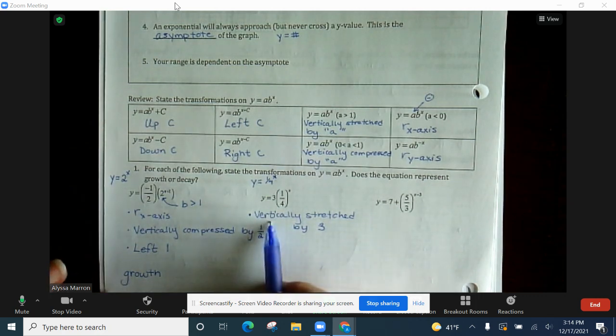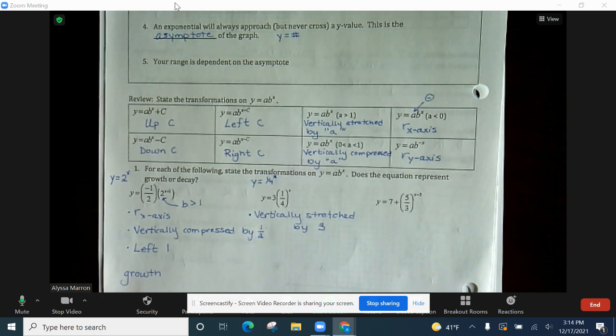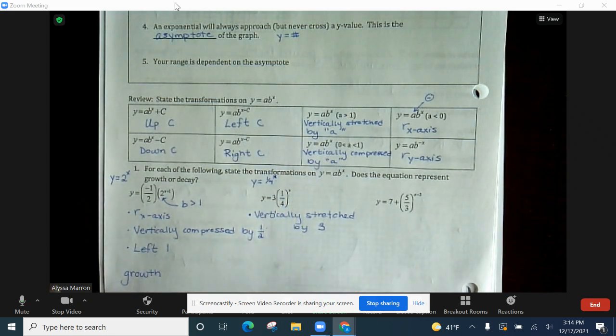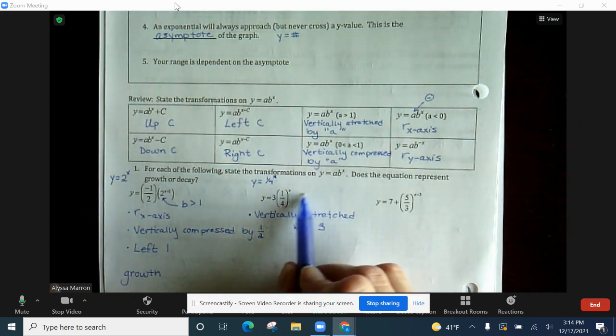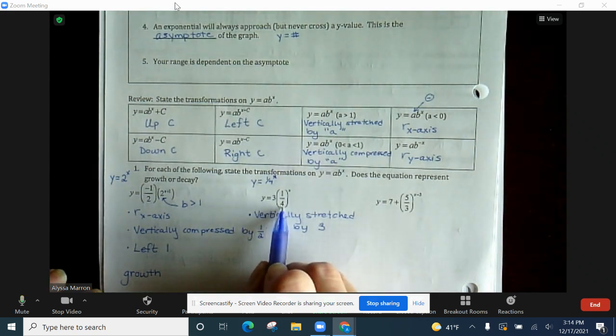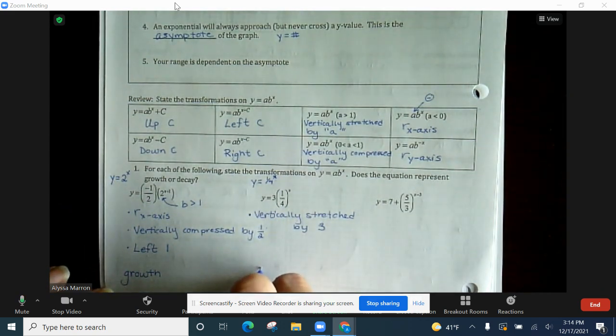So same here, we say vertically stretched by 3. There's no up-down shift. There's no left-right shift. If I were to see a left-right shift, you would see that as a constant being added or subtracted to the exponent. An up-down shift would be a constant added just outside. And then, like I said a moment ago, this fractional base means that we have exponential decay.